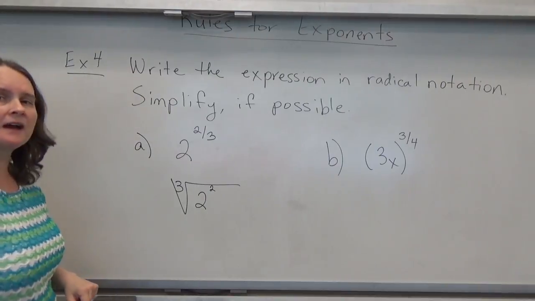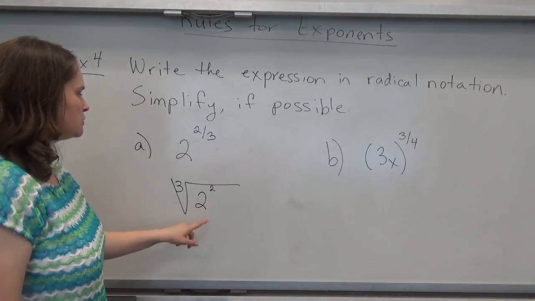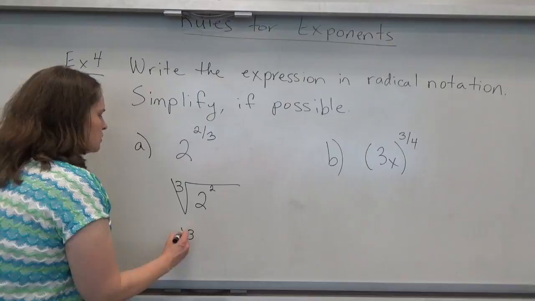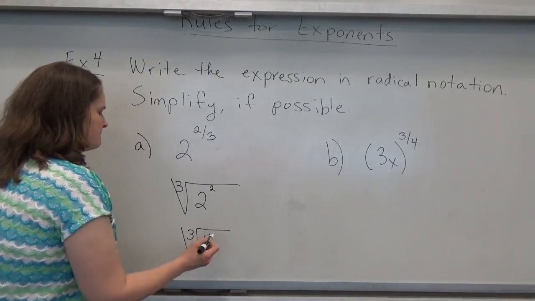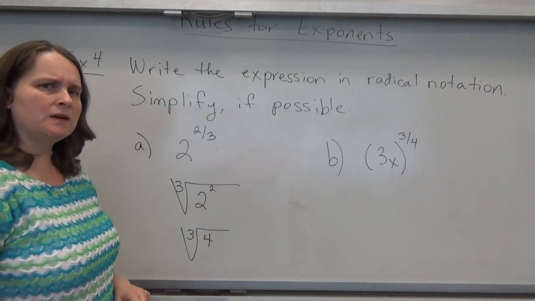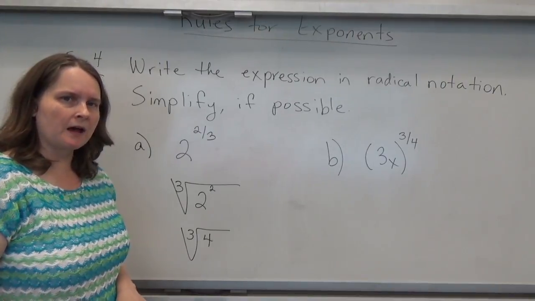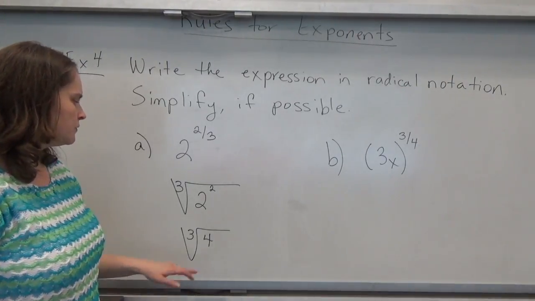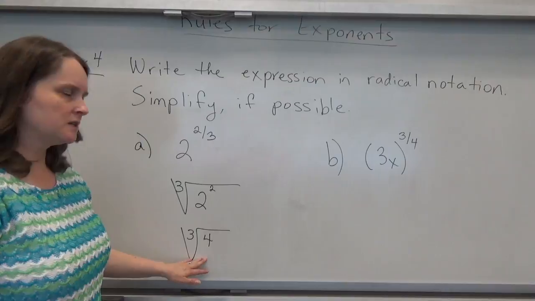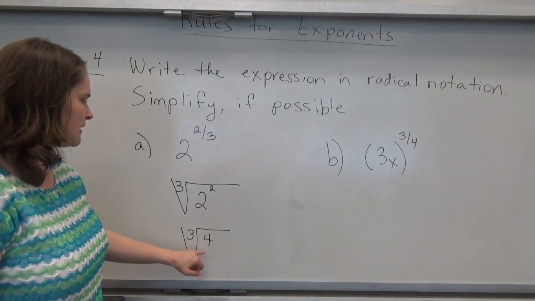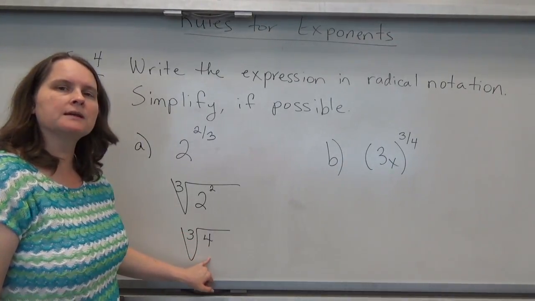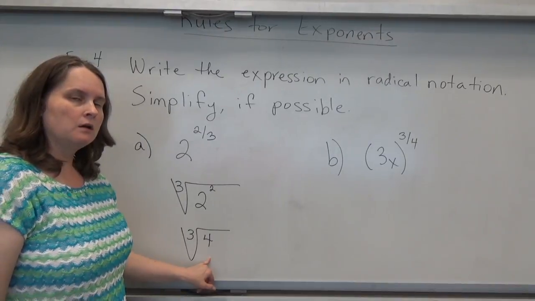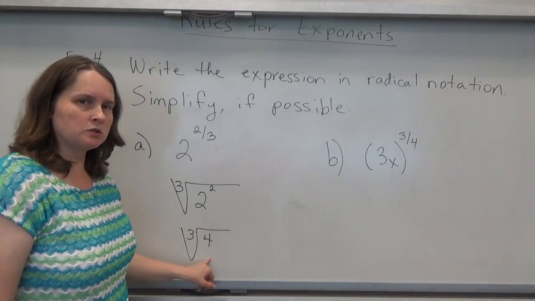We want to simplify this. We know that 2 squared is 4, so we've got the cube root of 4. All right. The question we have here is, can this be simplified any further? In order for this to be simplified beyond this step, we would need to find a perfect cube inside the 4. Well, a 4 comes from 2 times 2.